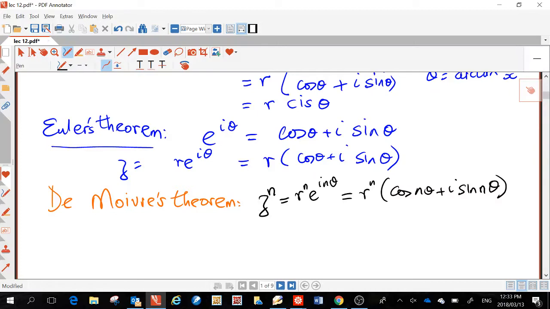I hope the first year lecturers did that. It's quite an exciting proof to see. Mathematical induction, you know how that works? It's like climbing a ladder. Firstly, you show it's true for n equals 1. The left-hand side and right-hand side are the same.